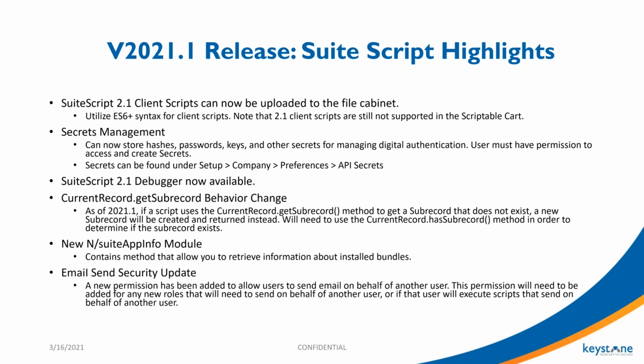So if you have any code out there and you were utilizing kind of the backdoor way of checking whether or not a subrecord existed, you'll now have to use the specific hasSubrecord method instead.